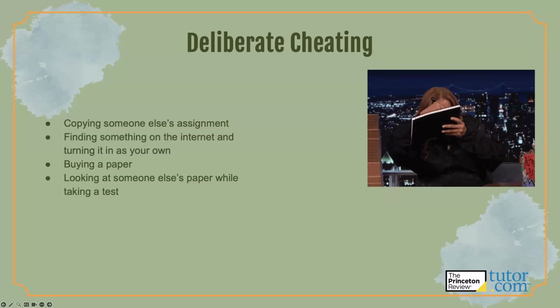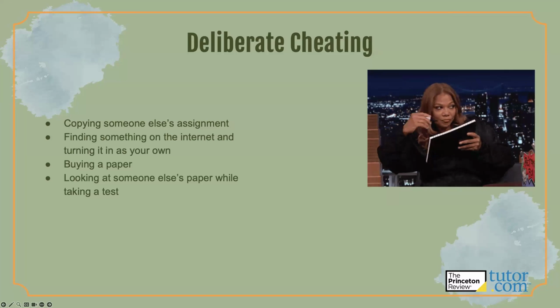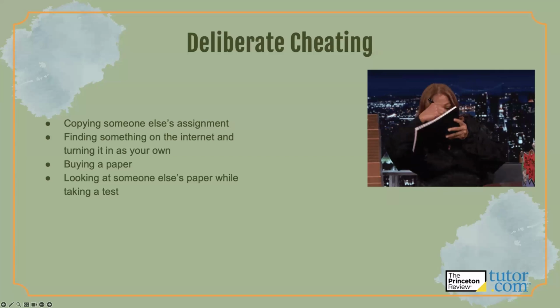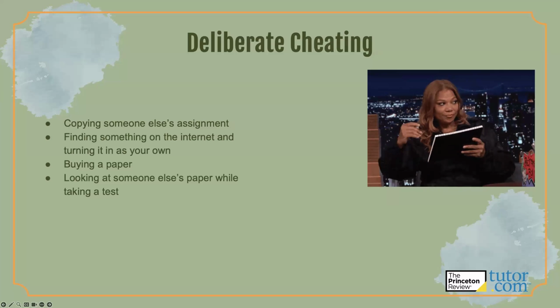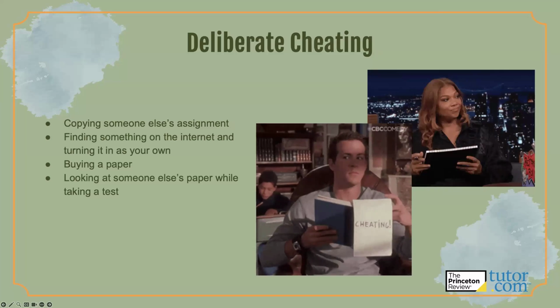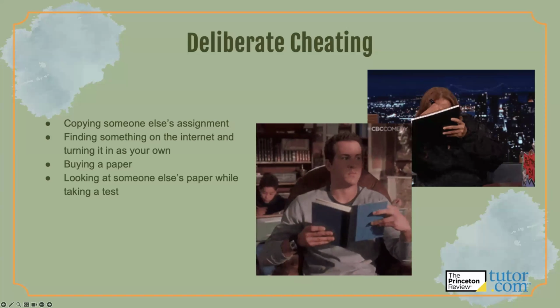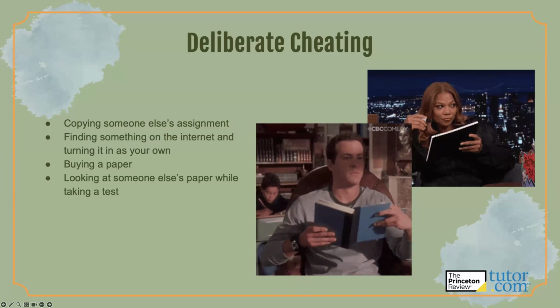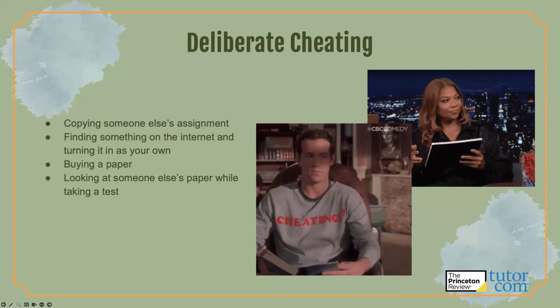So let's start with deliberate cheating. This is the most obvious. It's when you copy someone else's assignment, or you find something on the internet and turn it in as your own, or you buy a paper online or from another student, or when you look at someone else's paper while you're taking a test. There are probably 100 more ways you can cheat, but they are more than likely pretty obvious to you. So we all know about this kind, I would assume.